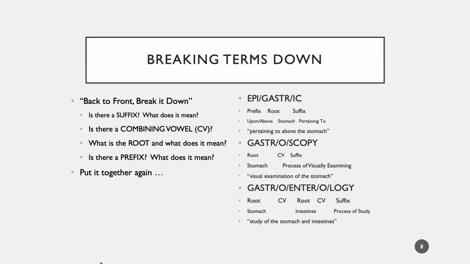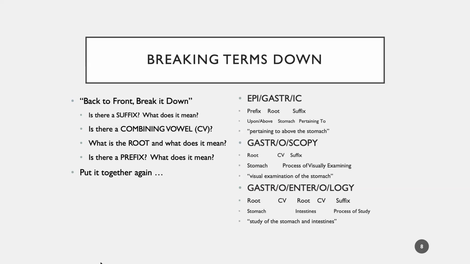And we can do the same thing with the next one. Gastroscopy. What is our suffix? Scopy. It means the process of visually examining something. We have a combining vowel, which is O, and we have a root, gaster, which means stomach. So we broke it down back to front, and now we put it together. It is the process of doing a visual examination of the stomach.